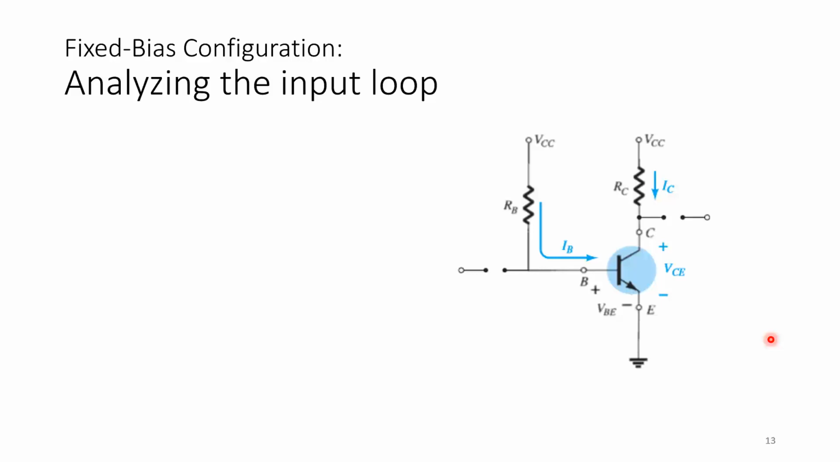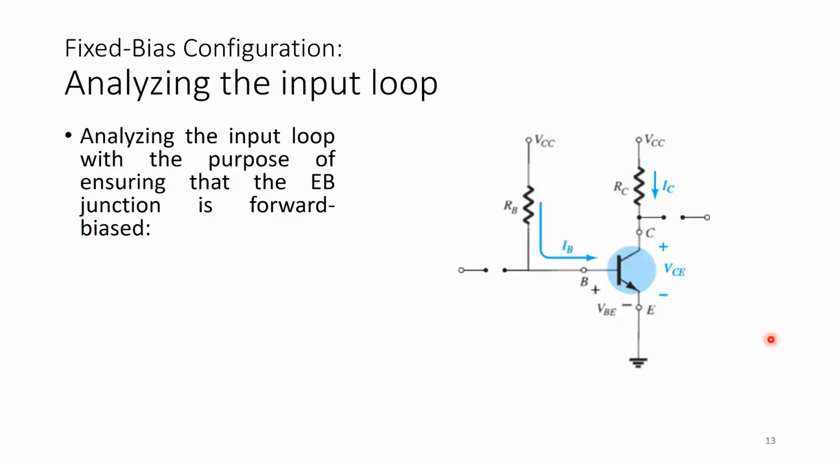So we said that this was the fixed bias configuration. What we're going to do is analyze the input loop first, and then analyze the output loop. This analysis will be required when you're analyzing a circuit that is given to you. So let's have a look at the input loop first.